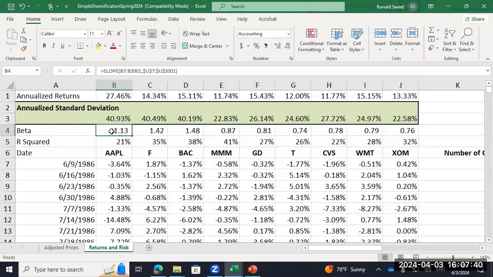And here are the betas of the companies. Bank of America has the highest beta. That's probably because I have 2008 in here, and 2008 had a huge impact on bank stocks' betas. Who has the lowest beta? AT&T, that makes sense. Telecom would have a low beta. CVS, healthcare, Walmart, Exxon, really low betas. Ford, Apple, Bank of America have higher betas.